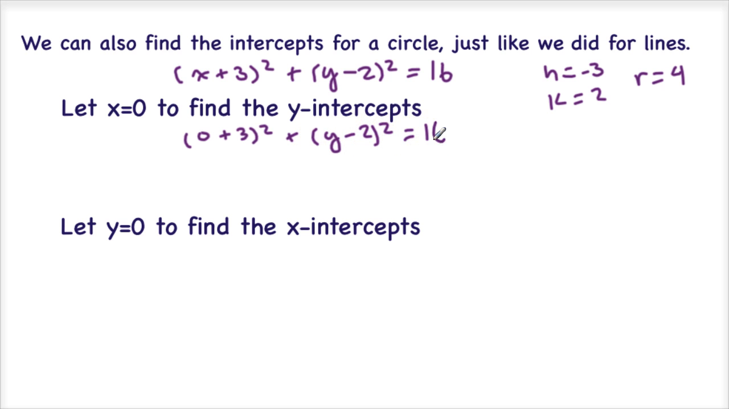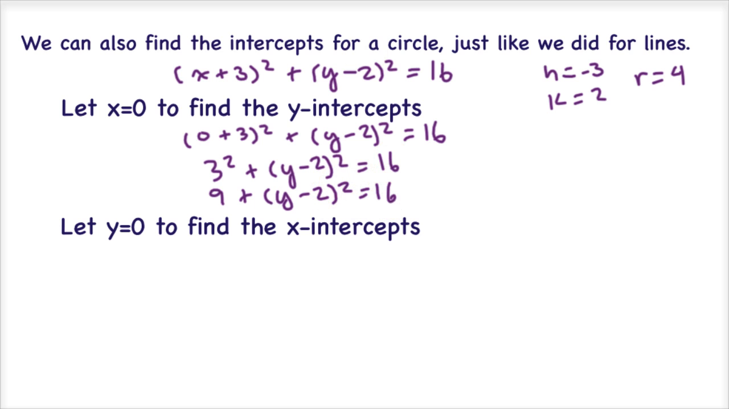We're going to be dealing with square roots here because when we put in x equals 0, it doesn't really cancel out this term like it did when we were working with lines. If I let x equal 0, the Ax, if we were talking about general form of a line, that whole term just disappeared, and all we had to do was divide to figure out what y was. But here, that's not going to happen. So we have 3 squared plus the quantity y minus 2 squared equals 16. So that's 9 plus (y - 2)^2 equals 16.